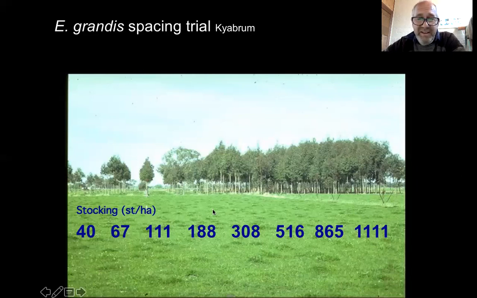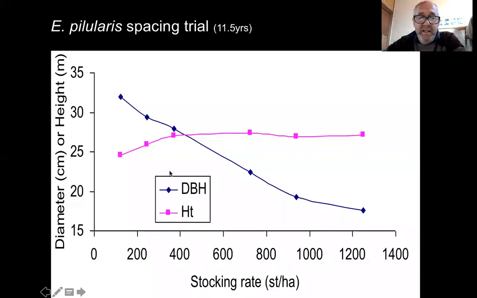So what we need is, when the trees are young like this, just enough trees to get good height growth, mutual shelter, but then we've got to start thinning them down over time to promote diameter growth. Here's another trial of spacing. They're 11.5-year-old trees grown at different stocking rates from planting, no thinning involved. 100 trees per hectare, the red line here. The trees were stunted, they were 25 meters tall.